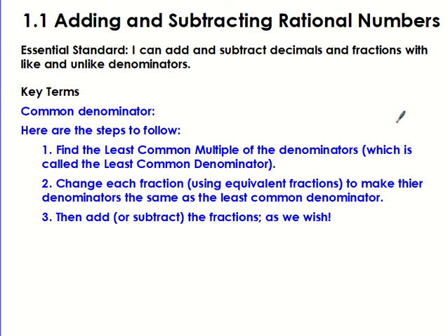Then we change each fraction using equivalent fractions to make the denominators the same as the least common denominator. And that means that everything we do to the denominator, we have to do to the numerator. Then we'll add and subtract the fractions as we wish. So once we get them in common denominators, we can add and subtract the way we would like to, right? Using our rules, just like integers.